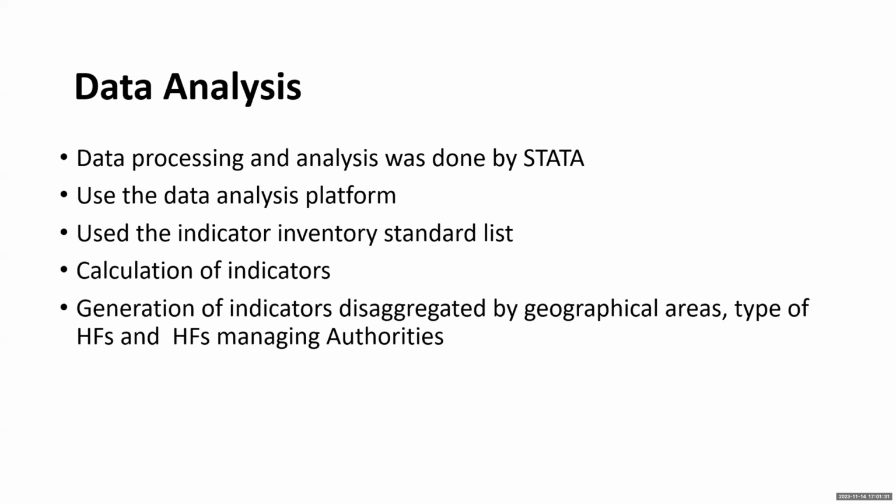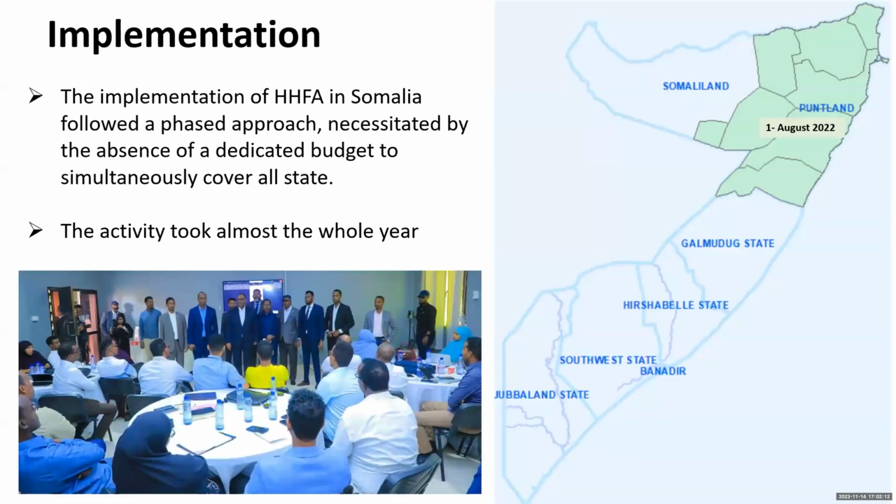We use the data also for data analysis, thanks to the excellent resource developed by the HQ team. They have also really very user-friendly and helpful data analysis platform. We use that one. It helps us to quickly see our indicators. We used the indicator inventory standard from the analysis platform. We calculated the indicators and generated indicators disaggregated by geographical area, type of health facility, and also the management authorities as well. These are the main categories.